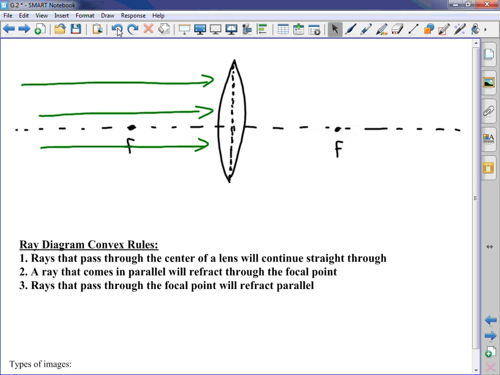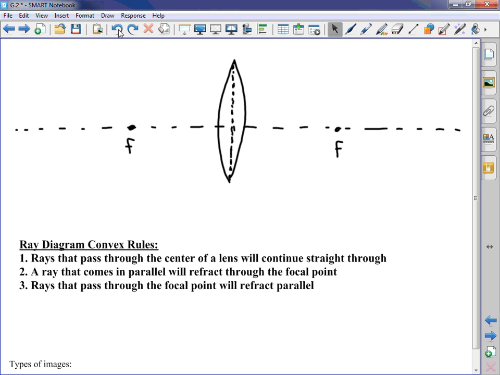Anyway, let's get rid of that, and let's come back to this idea here. Now, let's set up for ourselves an object over here. I'm just going to make a little stick figure. You know how great I am at drawing. So with a little stick figure here, using some very simple rules, I can figure out where the image is going to form without ever having to use Snell's law. These rules down here. Rule number 1: a ray that passes through the center of the lens will continue straight through.